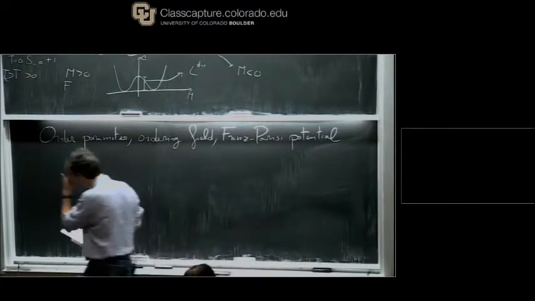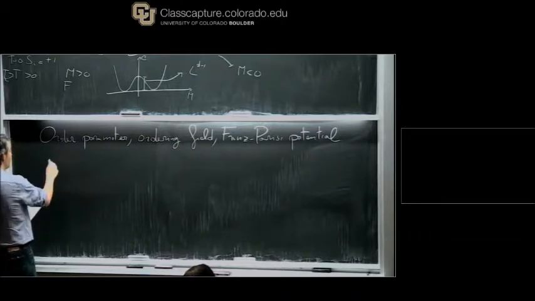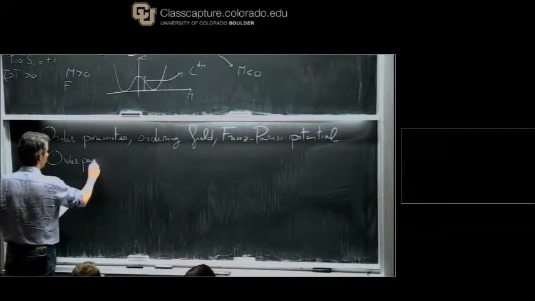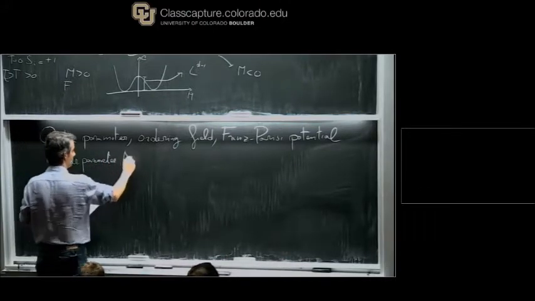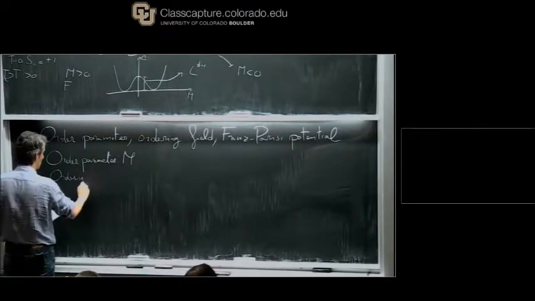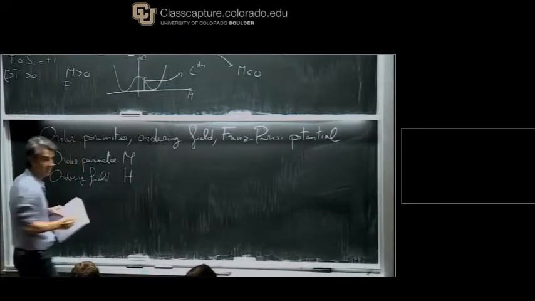Okay, so again, just to motivate what we do, I will start with the Ising model, or the ferromagnetic transition that you all know well, and then I will try to generalize starting from this. So in the case of the ferromagnetic transition, you know what is the order parameter? It's the magnetization. And you know what is the ordering field? Well, it's the external magnetic field.